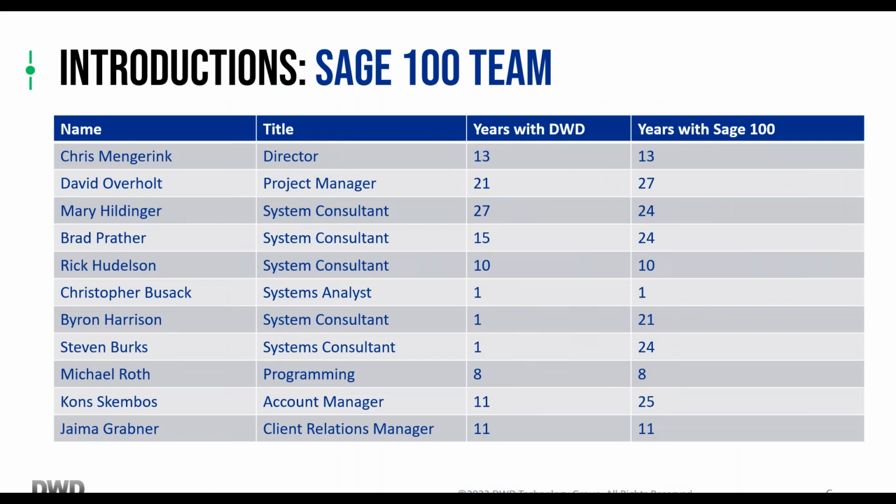Our team, as you can see, there's a group of us, but David Overholt in our group wins the prize. Years with Sage 100 is 27. It's kind of interesting, as I believe that might be more years than Christopher in our group is old. But we won't tell David I said that. Joking, he would laugh. Miss Mary comes in tied for second there, 24 years, Miss Mary. 27 years with DWD. So I would say that Mary has a little experience with Sage 100.